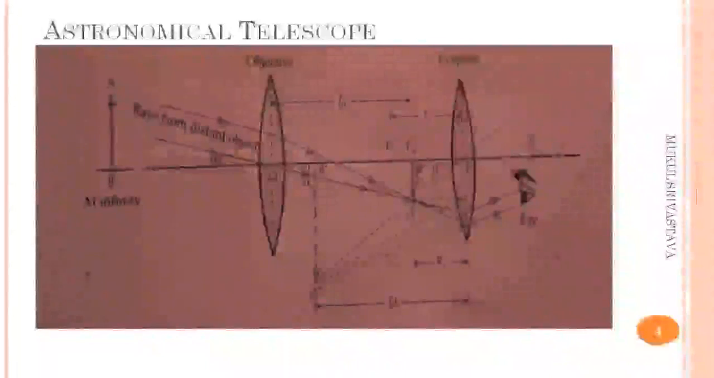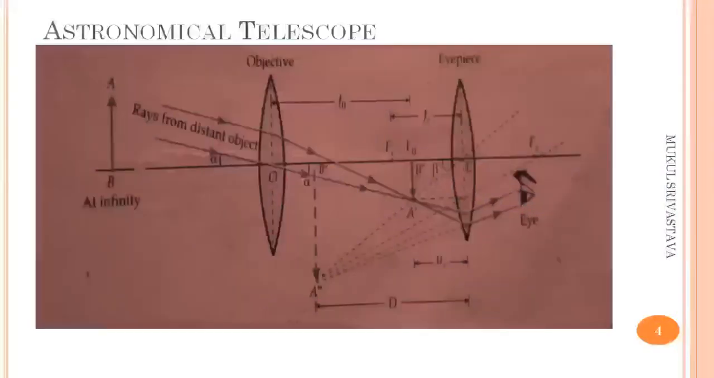Now we talk about the astronomical telescope. An astronomical telescope is defined as a refracting type of telescope used to see heavenly bodies like stars, planets, and satellites.